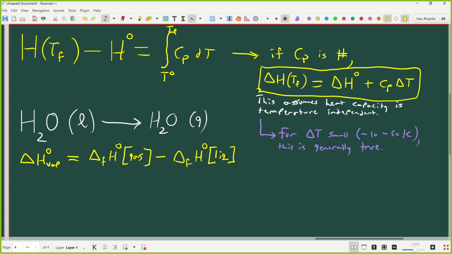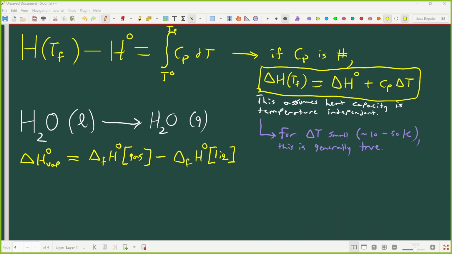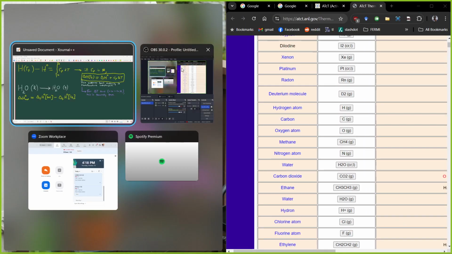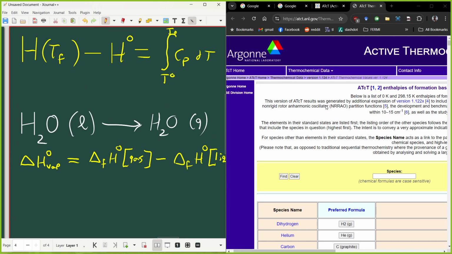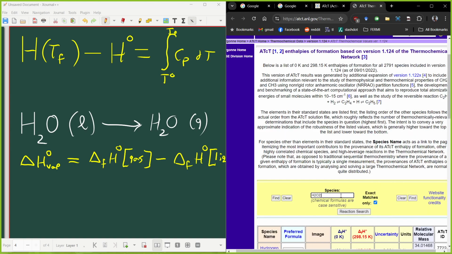Okay, so let's go look those numbers up really quickly. I'm not going to put it up on the screen. I'll just pull it up here. Actually, I'm going to pull it up on the screen. Let's just do it together. There we go. So to search for things on this website, there's a little species search bar. Let's just type in H2O. Wrong H2O.